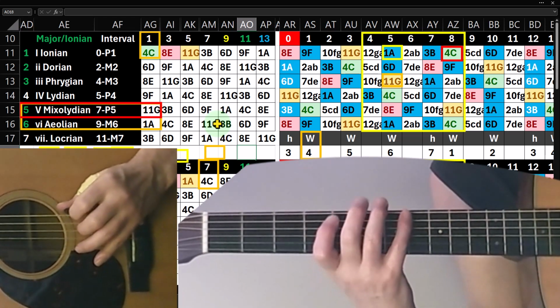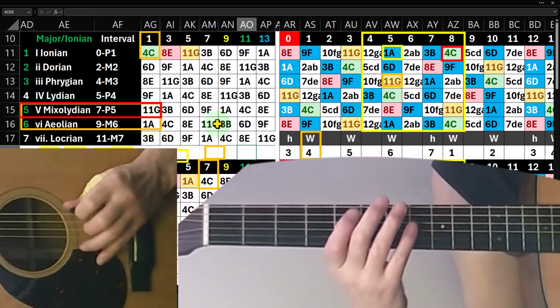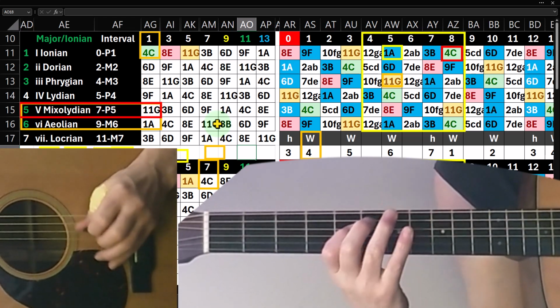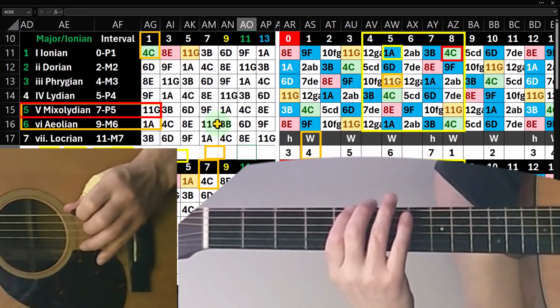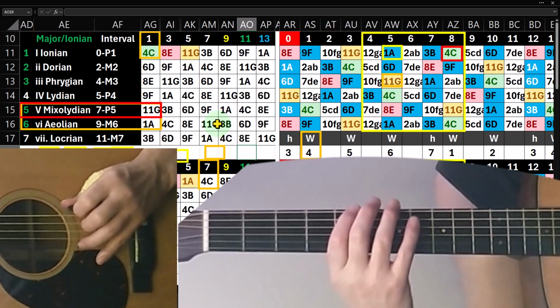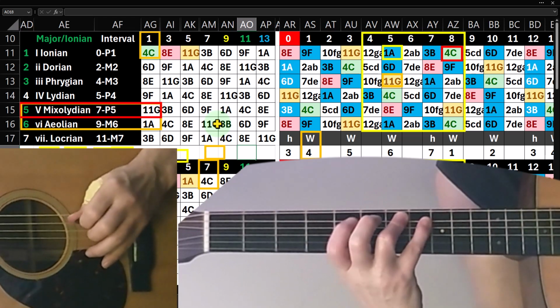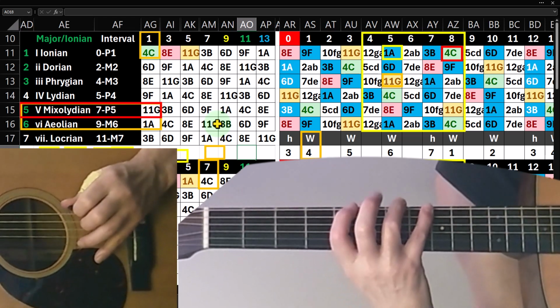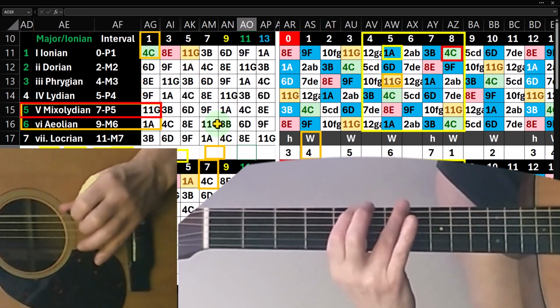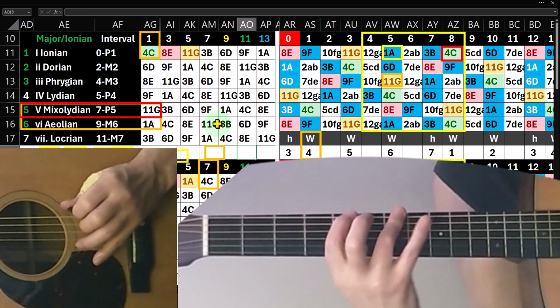So I can go, this is going to be 1, 2, 3, wait a sec, 1, 2, 3, 4, 5, 6, right, 6, 1, 2, 3, 4, 5, 6, 6, 7, 8, 1, 2, 3, 4, 5, 6, 7, 8, and so on through the octaves.